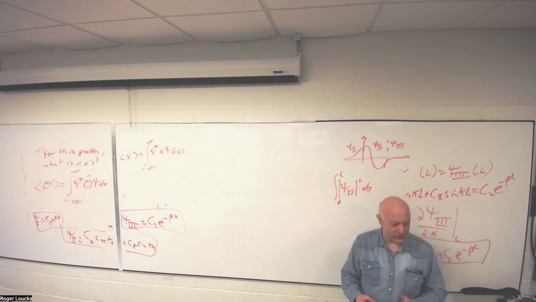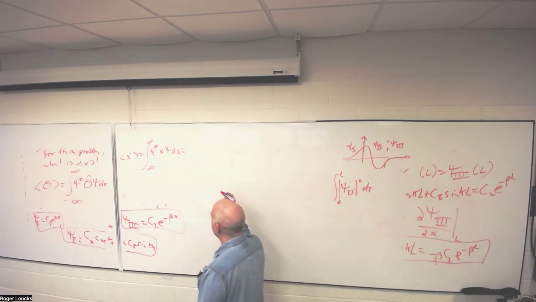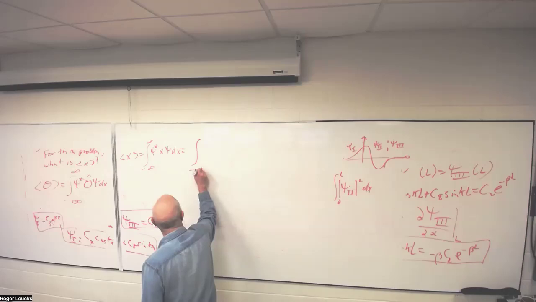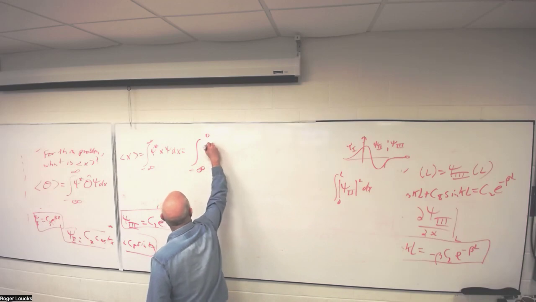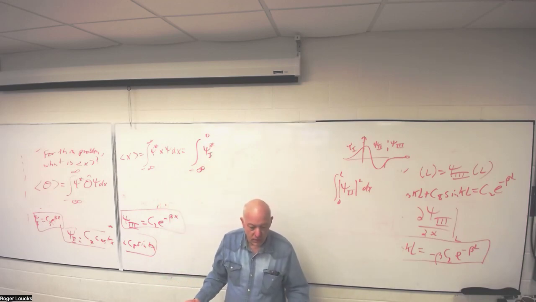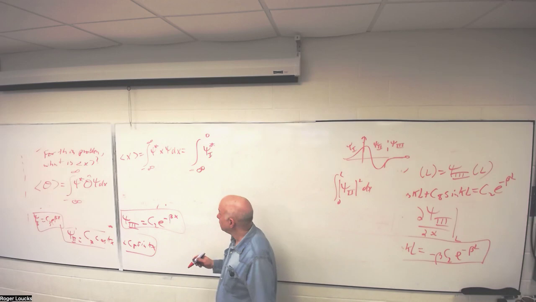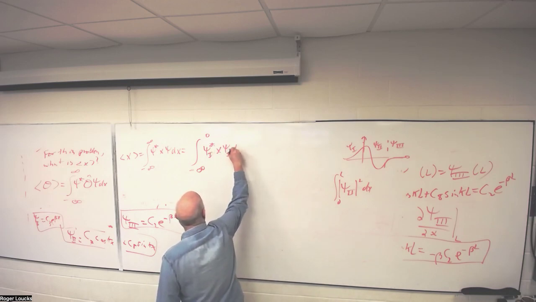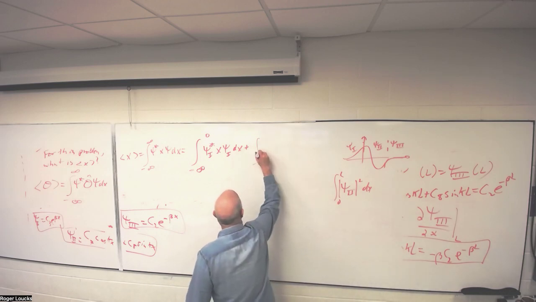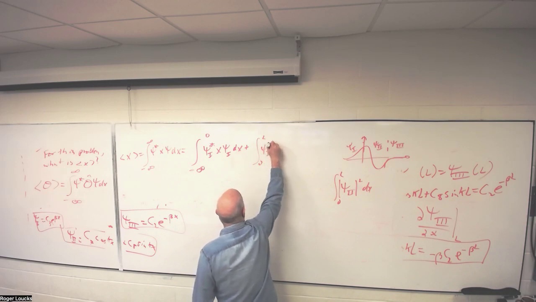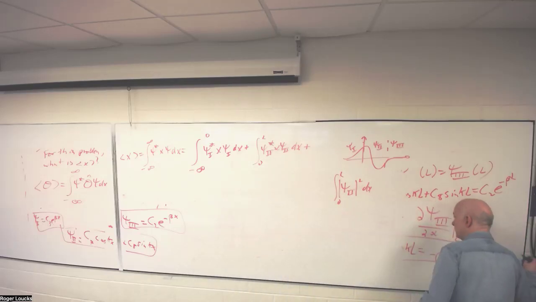Okay, so tell me what to do. We have an integral going from minus infinity to 0 of psi 1 star, which is the same thing as psi 1 in this case, since it's real, but I want to write it like this, X psi 1 dx, plus the integral from 0 to L of psi 2 star X psi 2 dx, plus the integral from L to infinity of psi 3 star X psi 3 dx.